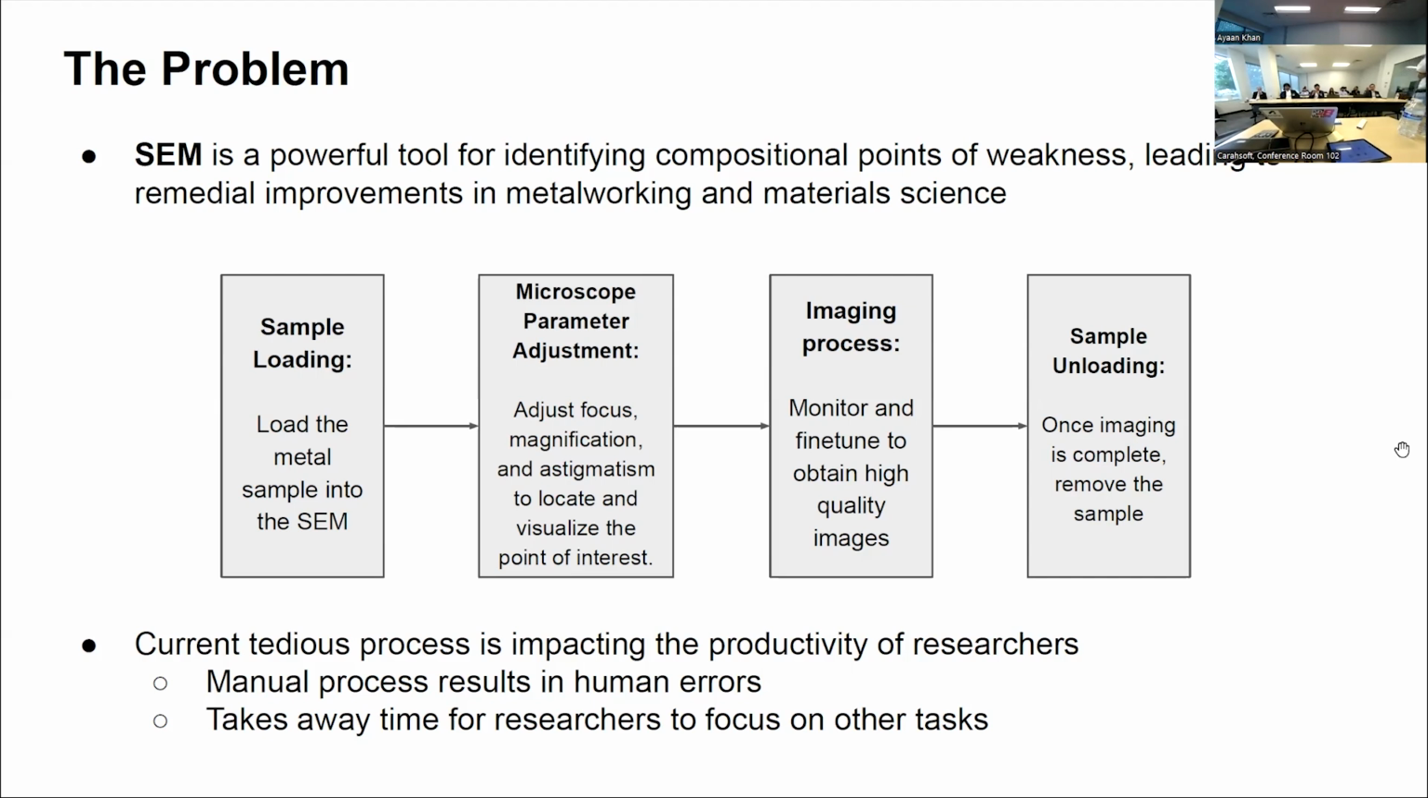There are 4 essential parts of using the SEM. The first being sample loading. Second being microscope parameter adjustment, which involves adjusting 5 main parameters: focus, magnification, astigmatism, resolution, and beam intensity for researchers to locate and visualize their point of interest in the samples. Then comes the imaging process, which involves monitoring and fine-tuning to obtain high-quality images. And finally comes the sample unloading.